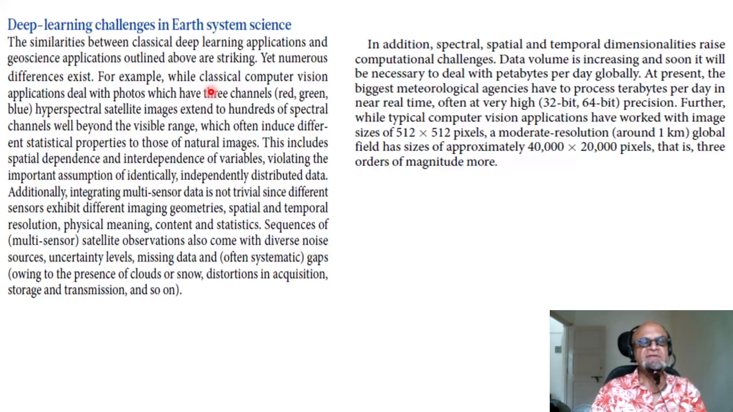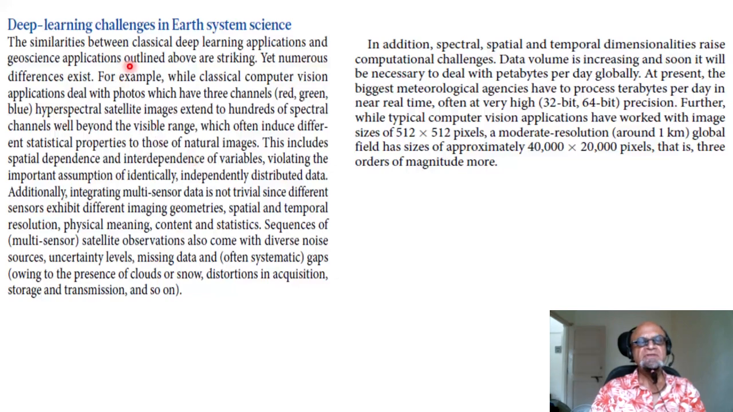Yet numerous differences exist. For example, while classical computer vision applications deal with photos that have 3 channels, red, green and blue, hyperspectral satellite images extend to hundreds of spectral channels well beyond the visible range, which often induce different statistical properties to those of natural images.